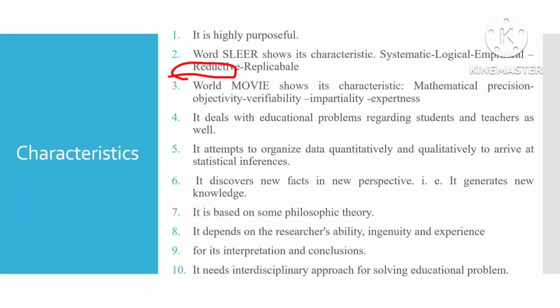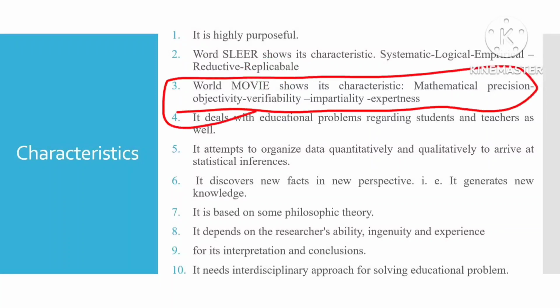Educational research is also replicable. Educational research should be replicable, meaning that other researchers should be able to reproduce or replicate the study to validate its findings. You can simply say that replication helps establish the reliability and validity of research findings, strengthening the overall body of knowledge in the field of education. The third point of educational research is the word MOVIE, which shows its characteristics: mathematical precision, objectivity, verifiability, impartiality, and expertness.